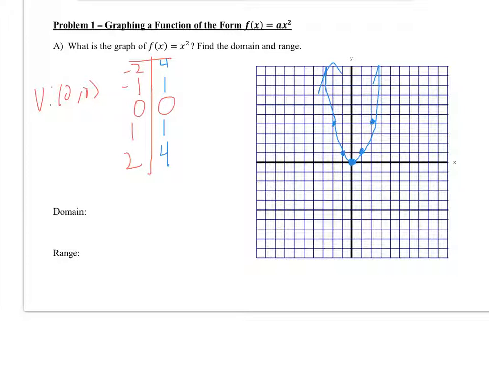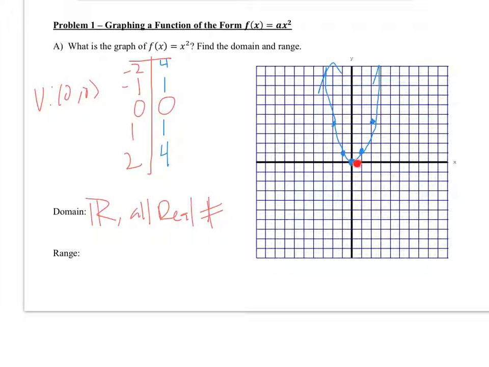When I'm looking at my domain, I always think, how far left does this graph go? Well, if I look on the left-hand side, it's going up, and it's going up forever. And I look how far right does this graph go? And it's going up, and it's going up forever. So this would be all real numbers. All real numbers. We can put any number in for x. There's no restrictions whatsoever.